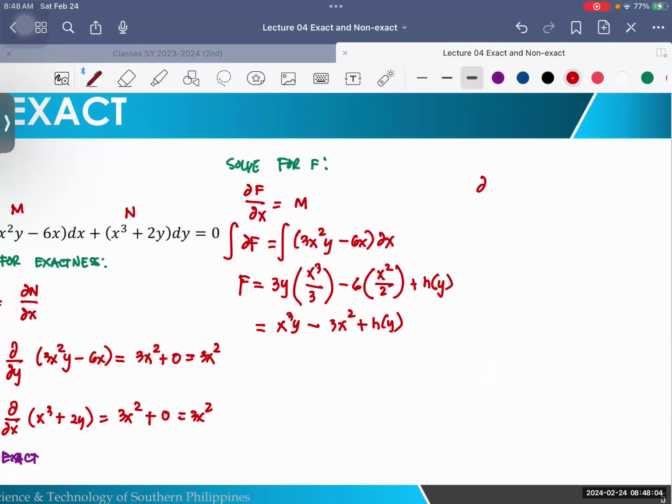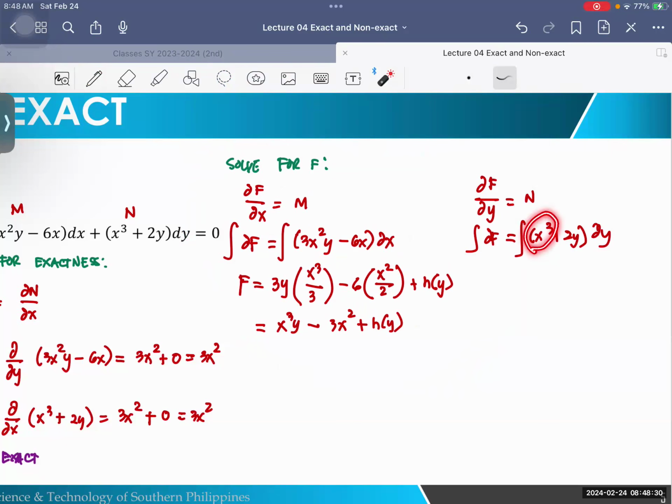Okay, next we go to N. Solve the partial derivative of f with respect to y, which is equal to N. So, rewrite N as x cubed plus 2y dy. Okay, partial. Now, since we are differentiating with respect to y, that means x cubed is a constant.